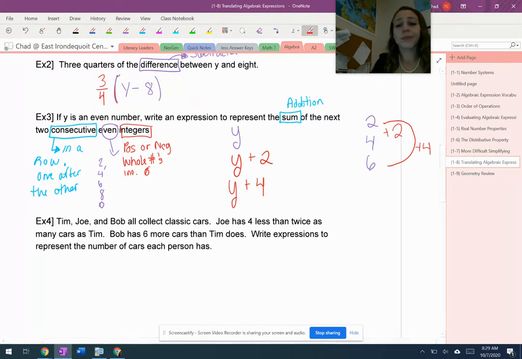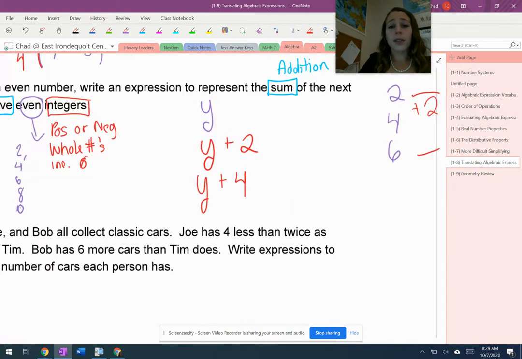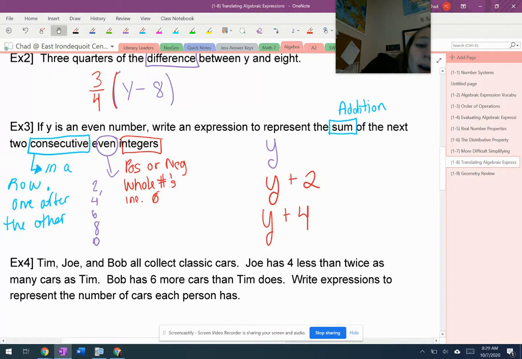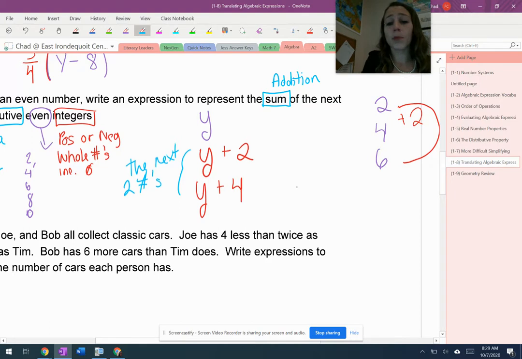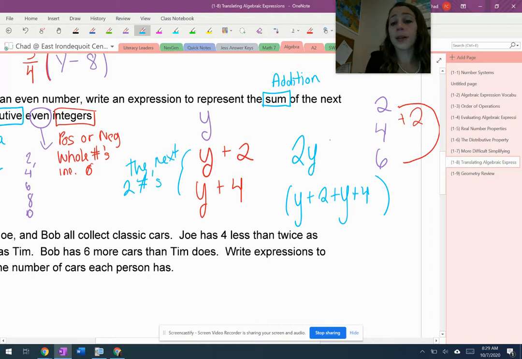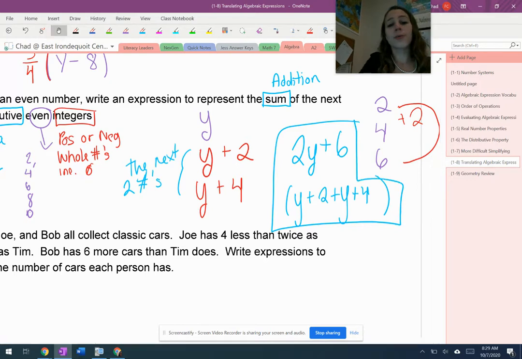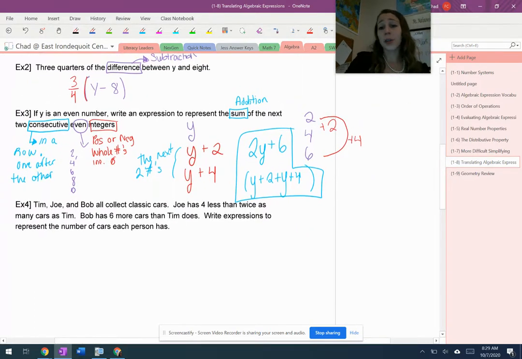Now, they wanted us to write an expression to represent the sum of the next 2. So let's make a note here that these are the next 2 numbers. So the sum of them would look like y plus 2 plus y plus 4, which you could then simplify to 2y plus 6. Either of those would be an okay answer. It technically doesn't tell you it has to be in simplest form, so really either one of those answers would be acceptable.